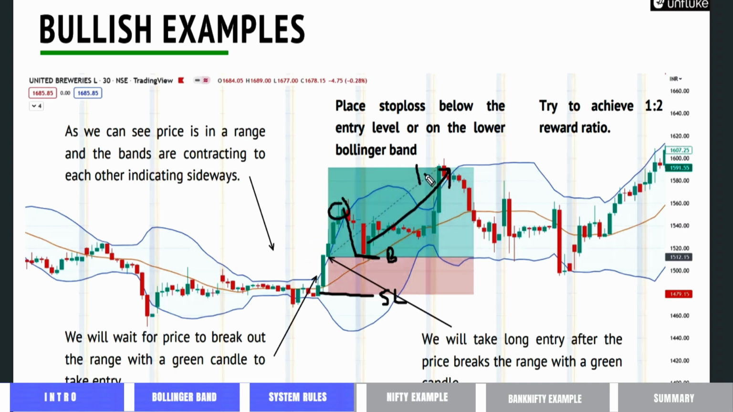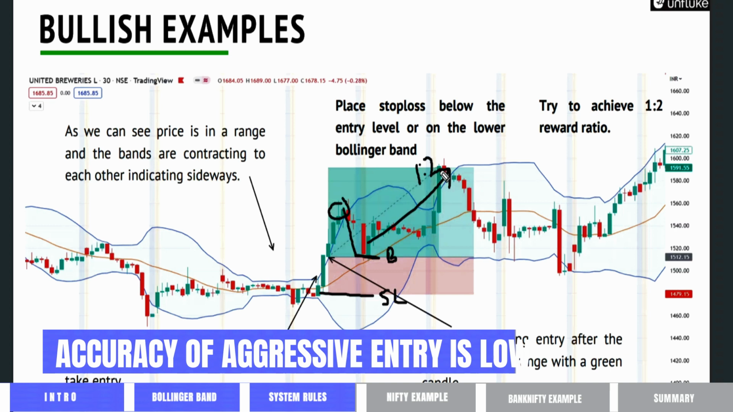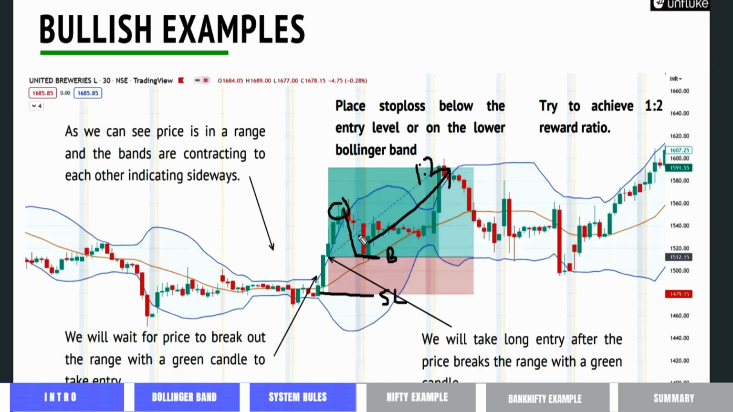As we said, with the pullback entry, generally you will get better accuracy as well as better risk to reward. In the pullback, we got 1:2, whereas if we had taken an aggressive entry, we would only try for 1:1. Let me show you one more example, and then we can see some examples directly on Nifty and Bank Nifty as well.